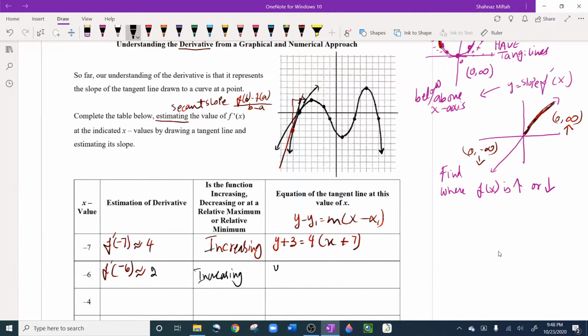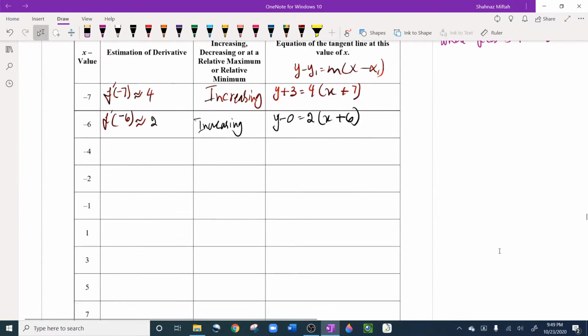Now how do I find the equation here? My y is going to stay y. What is the y value at negative 6? Negative 6 y value is technically 0. So I'm going to say 0. What is my slope? 2, and x positive 6, because negative 6 and the minus sign turn positive. So this is my equation for this one.